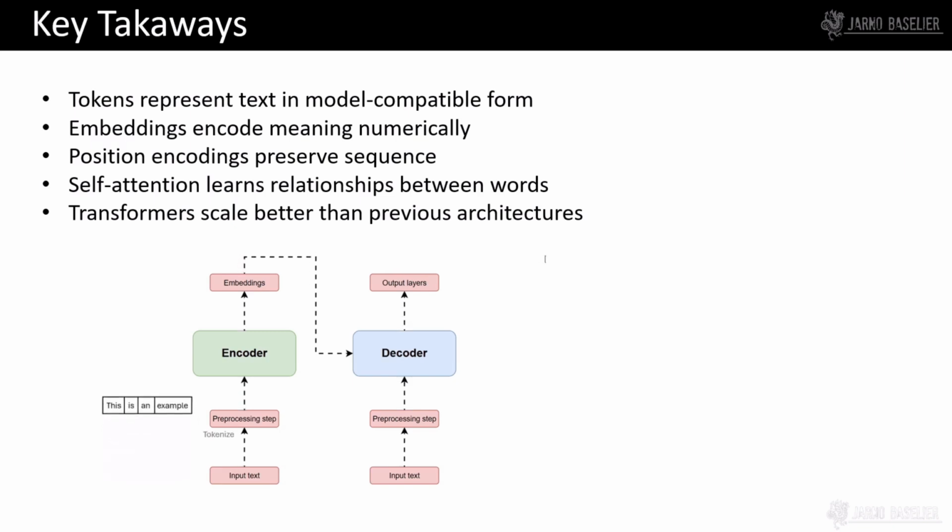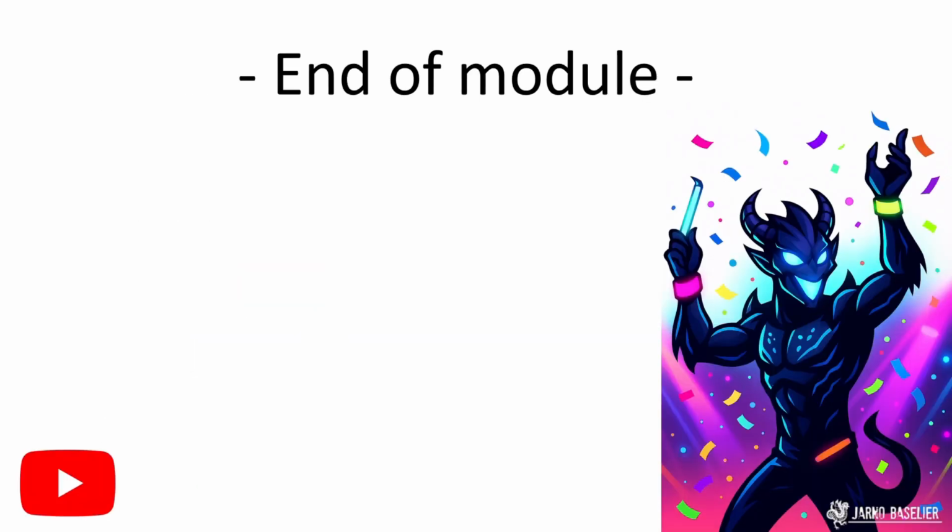The key takeaways, at least for transformers, are that tokens represent text in model-compatible form. Embeddings encode meaning numerically. Position encodings preserve sequence. Self-attention learns relationships between words, and transformers scale better than previous architectures. But there are modern architectures that might become the default in the future. And this marks the end of this pretty theoretical module.